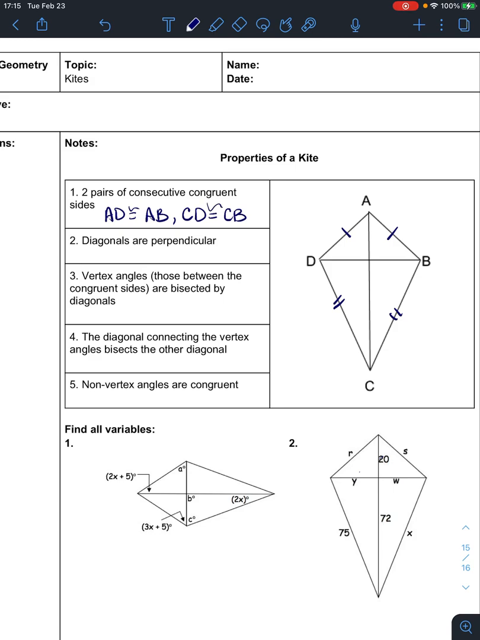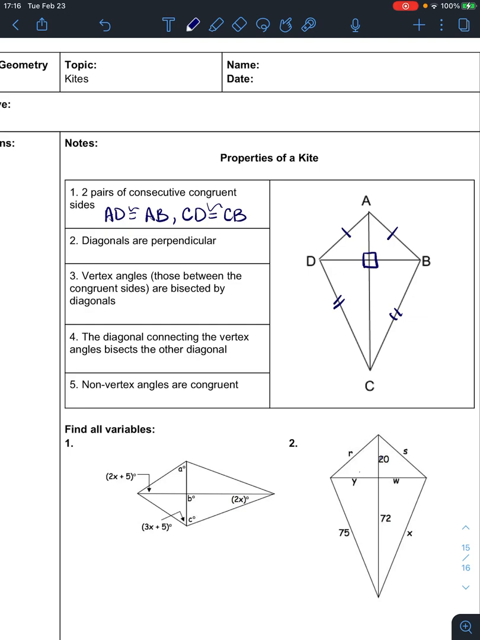Okay. The other thing is that the diagonals are perpendicular. So this is another shape that has those perpendicular diagonals, like a rhombus and a square do. And that comes from those consecutive congruent sides, because a rhombus has consecutive congruent sides too, and that's because all of the sides are congruent.